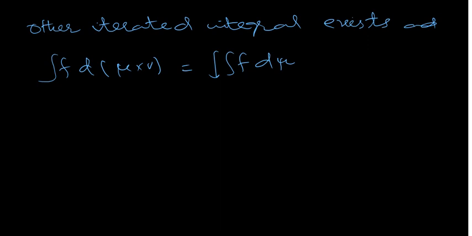Therefore, by Fubini's theorem, both the iterated integrals exist, and the value of the integral of f d mu cross nu is equal to the value of the iterated integral of f d mu d nu, and that is the same as the double integral of f d nu d mu. That's the end of this Fubini's theorem.